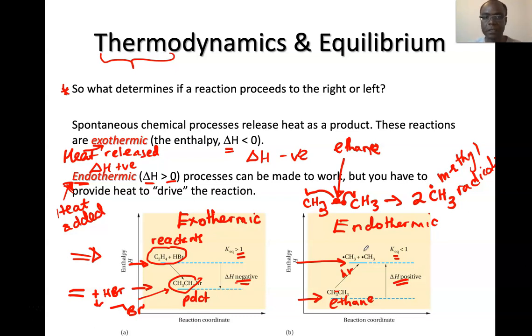So the endothermic processes most likely are going to have a Keq less than 1 because some heat has to be added for it to happen. But exothermic reactions are almost spontaneous. So you're always most likely going to go to the product side. So you see, you can use the graphs also to determine whether the reaction is going to favor the right side of the equation or the left side of the equation based on whether it's exothermic or endothermic.